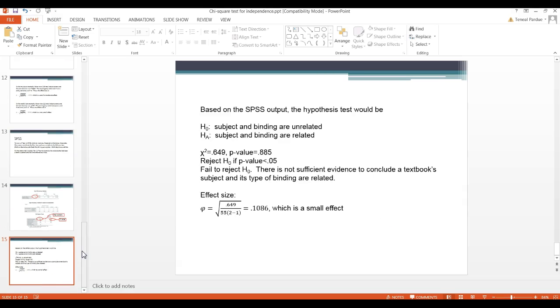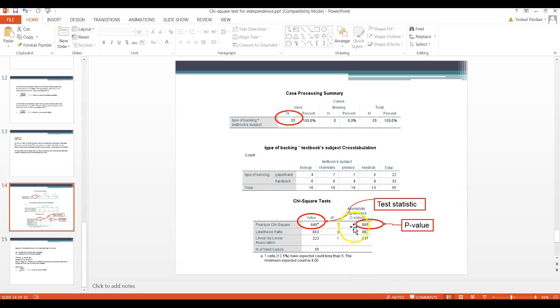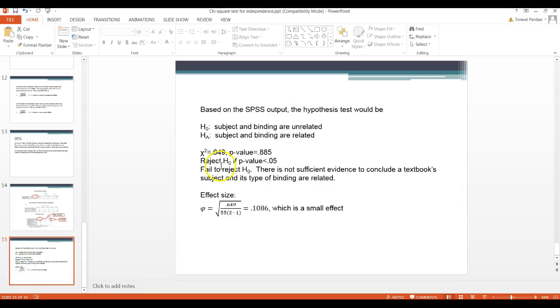So based on that output, we'd set up the hypotheses that the subject and the binding are unrelated for the null hypothesis versus related for the alternative hypothesis. We get our test statistic and p-value from the output. Reject H0 if p-value is less than 0.05. We'll assume 0.05 unless told otherwise. And based on that, we would fail to reject H0 and say that there is not sufficient evidence to conclude that these 2 variables are related.